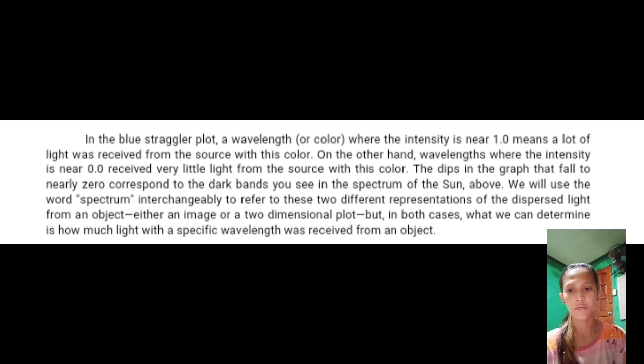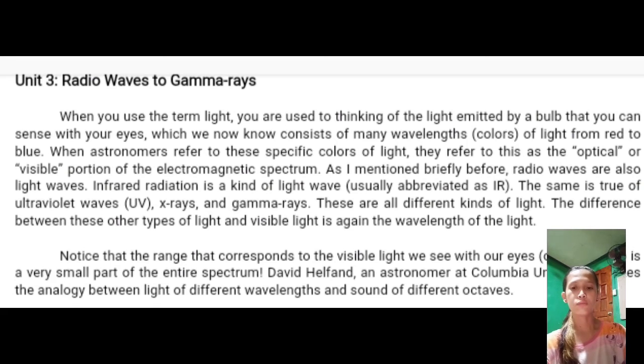of the sun above. You will use the word spectrum interchangeably to refer to these two different representations of the dispersed light from an object, either an image or a two-dimensional plot, but in both cases, what we can determine is how much light with a specific wavelength was received from an object. So, moving on to radio waves to gamma rays.